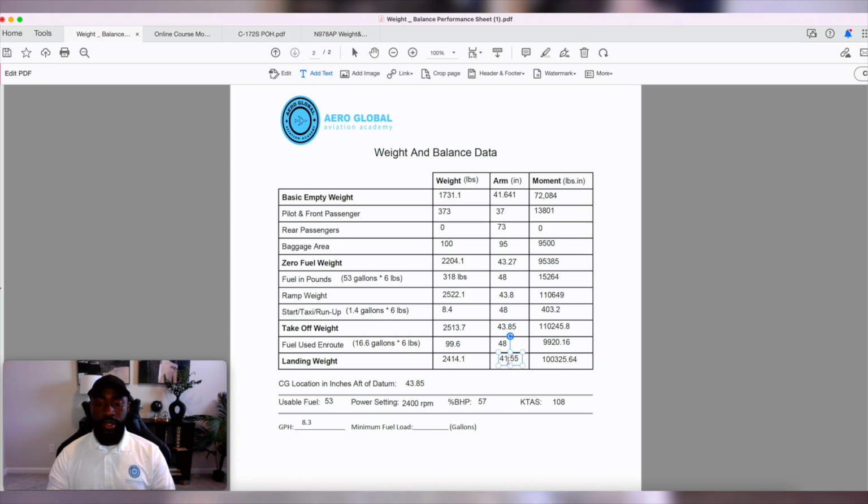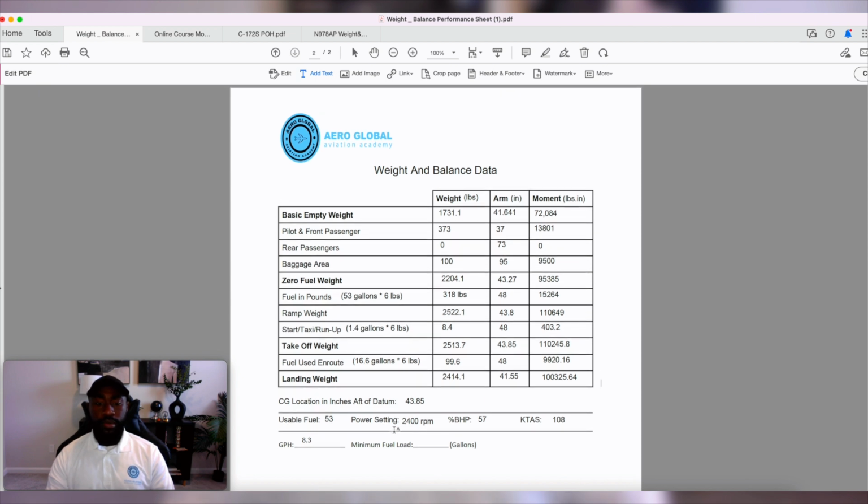So as you can see here, our CG, the arm, is lower than this, which means our CG actually moved forward a little bit after burning some fuel. So it's important for you to understand that concept right there. So that's pretty much how you fill out your weight and balance data. Just make sure you understand the concept of moment is equal to weight times arm, and also review the terms in the POH, or just review the weight and balance terms and make sure you understand what the basic empty weight is, what the zero fuel weight is, what the takeoff weight is, and what the landing weight is.